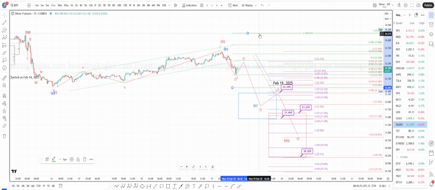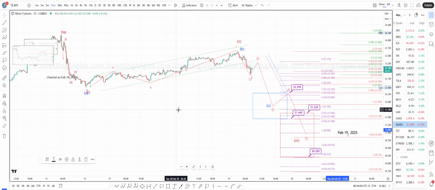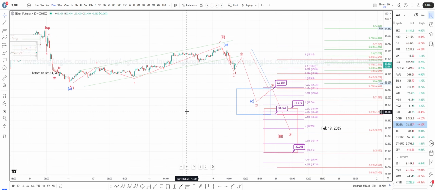I would say that we need to be very careful with this one and be prepared for a significant move down. Well, let's see how it develops today. So we might see a very surprising move, very surprising to some, I would say.